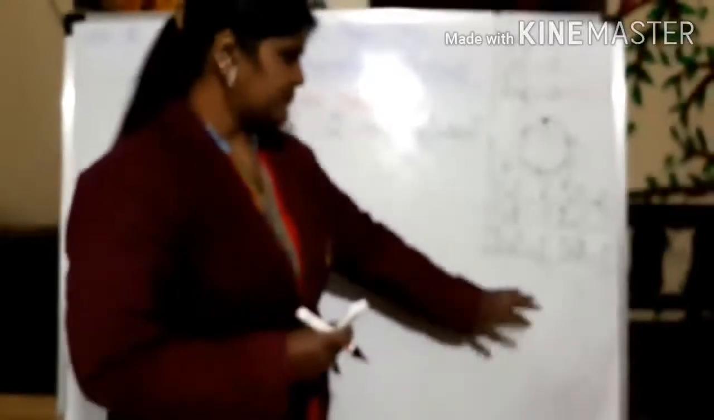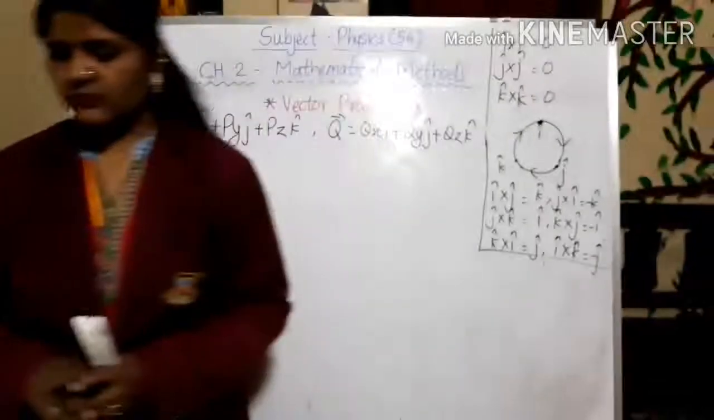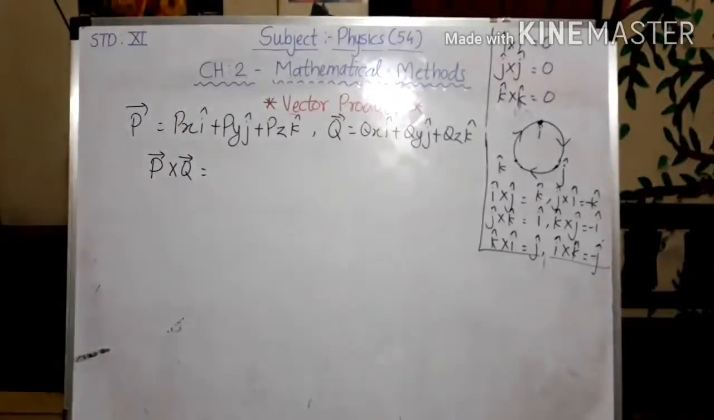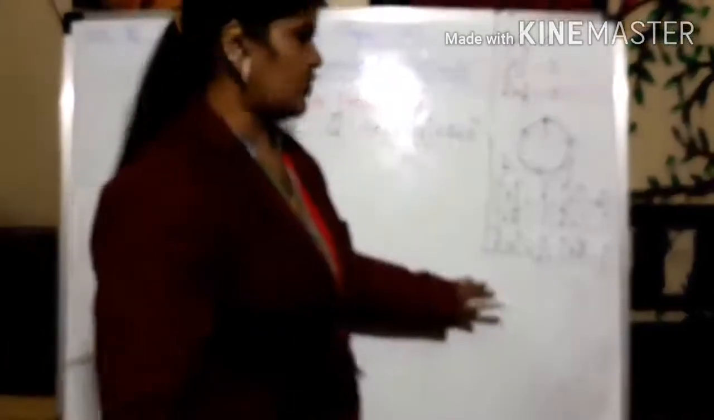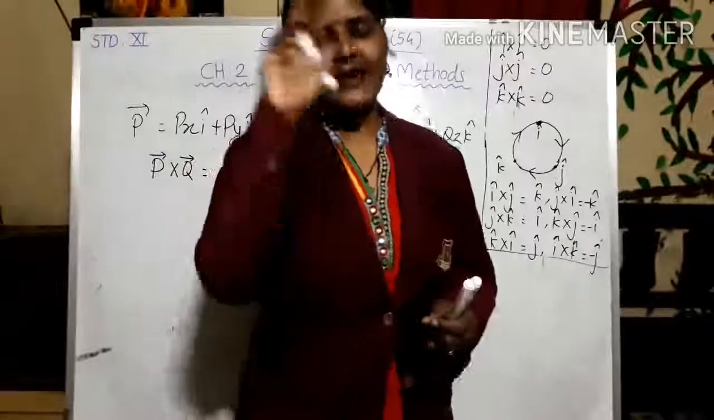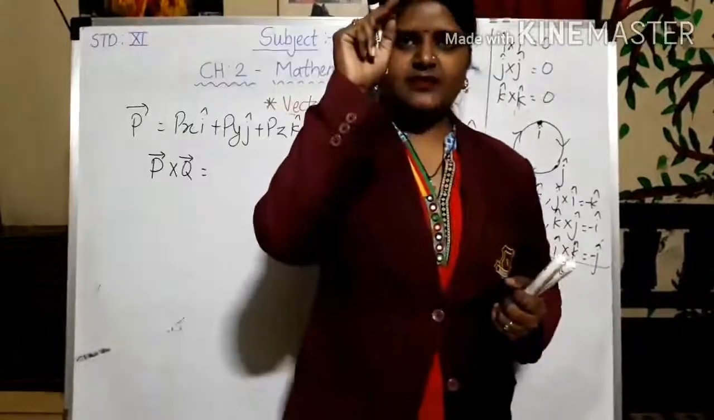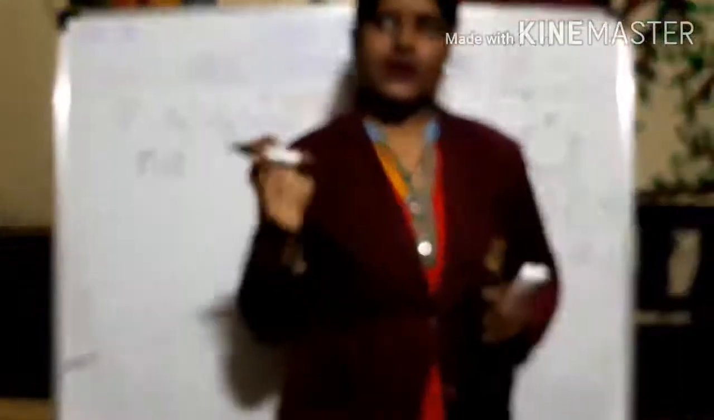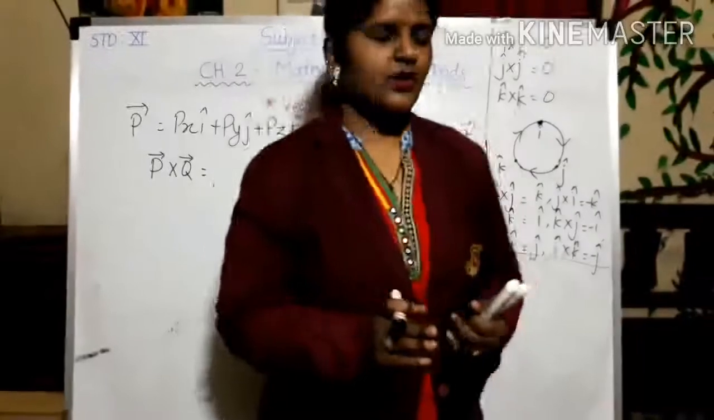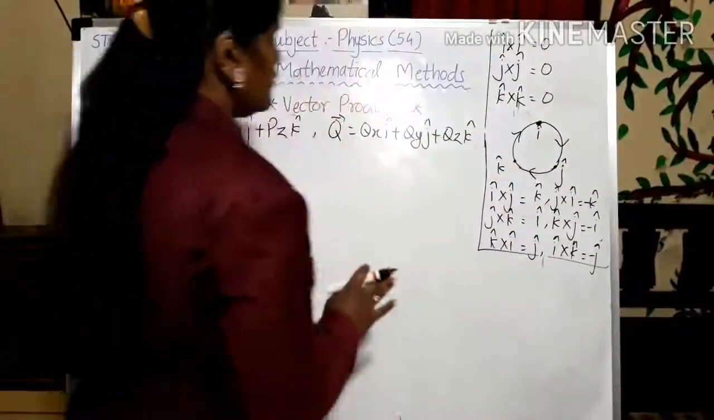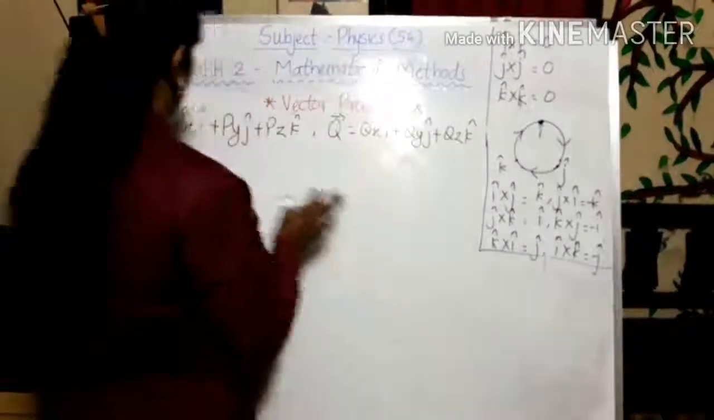Okay, you don't need to remember all of this. Just remember the circle and the clockwise sense. So i cross j is k, j cross k is i, k cross i is j. And in the inverse order it will be negative. So just remember it in this way. Okay, so we are going to use all of this.